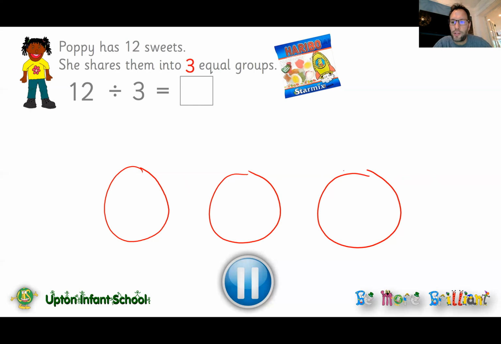Now, I'm going to ask you to pause the video here because we've got our 3 circles. We know we've got to share out 12. Do you think you could have a go at doing that on your piece of paper at home and writing in the answer to your number sentence? So pause the video, have a go, and then come back once you've done it.